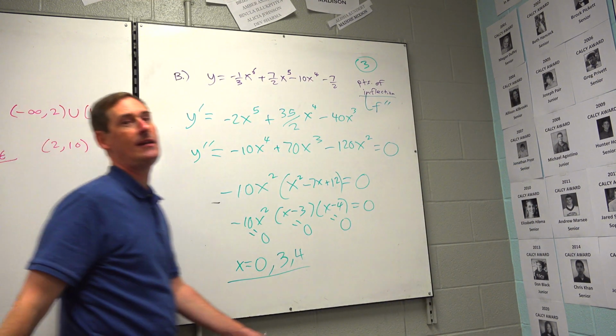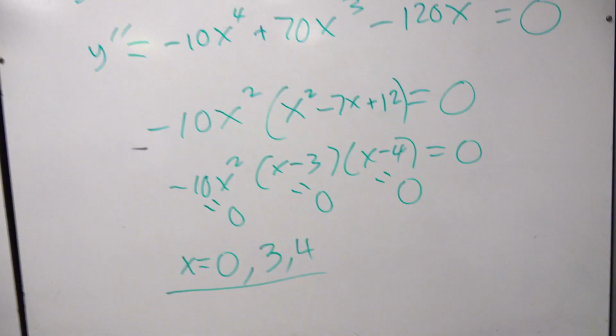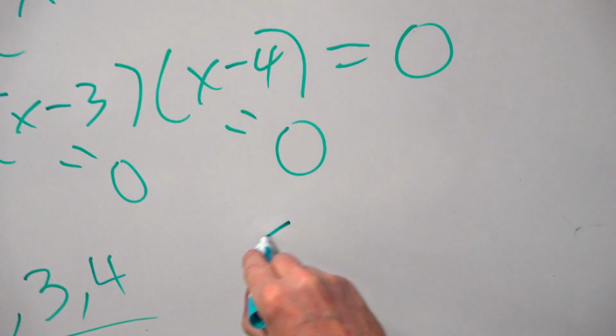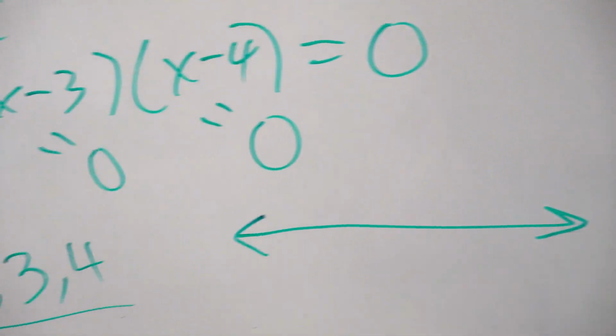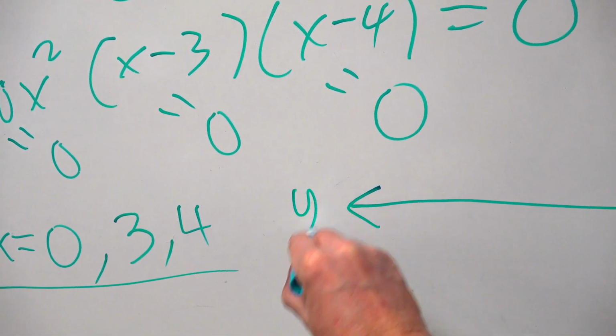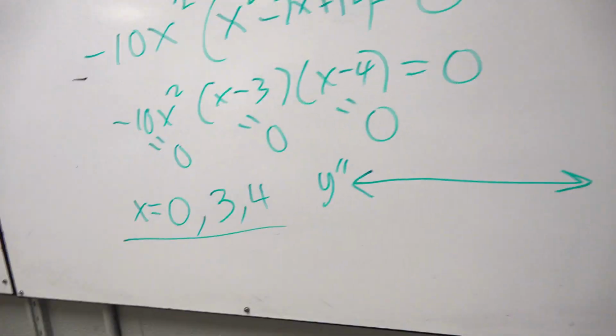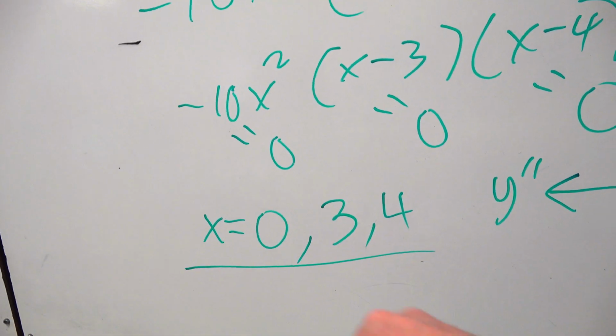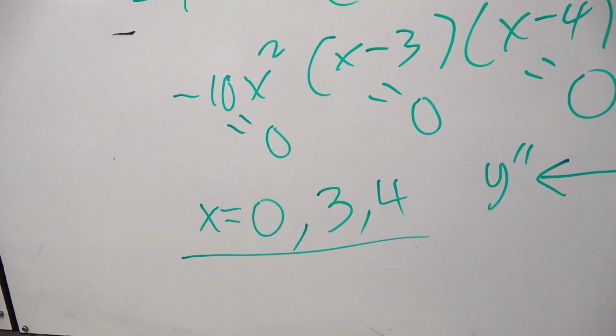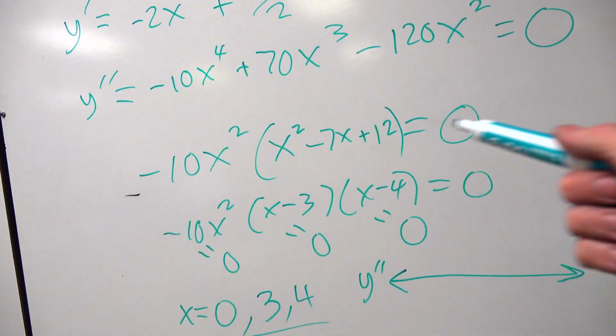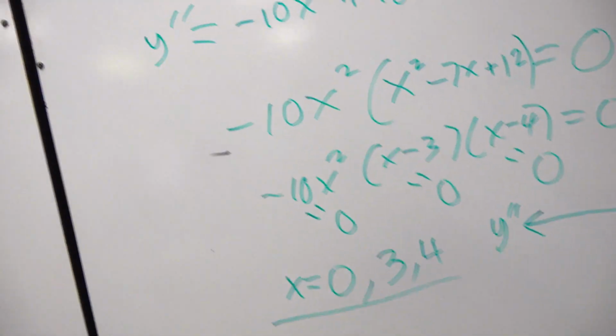Wait, Mr. Wade, that's got to be wrong, but why? Remember the number line on Chapter 3's test, but now we're going to call it y double prime, right? Don't you have to do a derivative test? Now hold on a second. One of these could be an imposter. All three of them might be imposters. All I know is that the double derivative equals 0. So what has to happen?